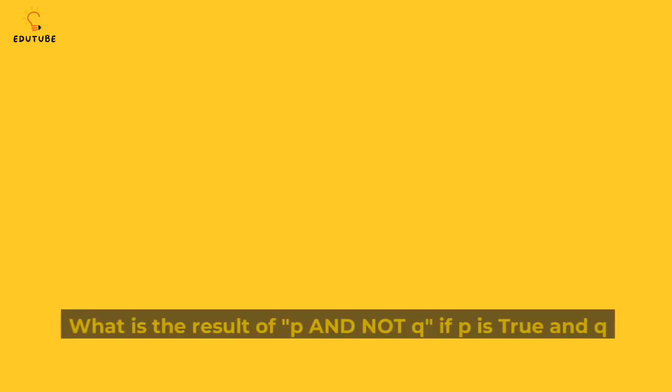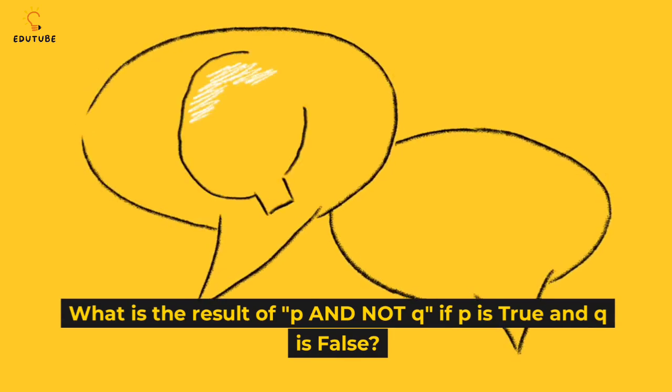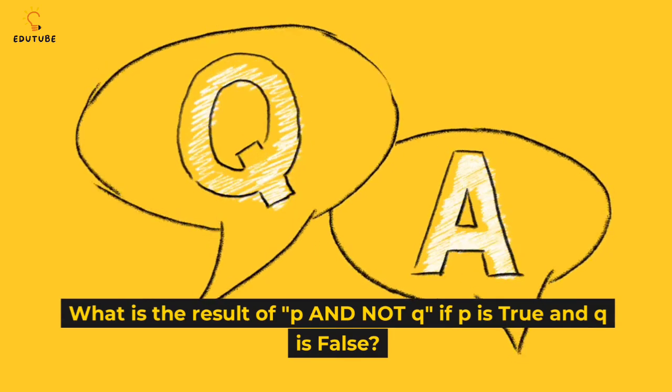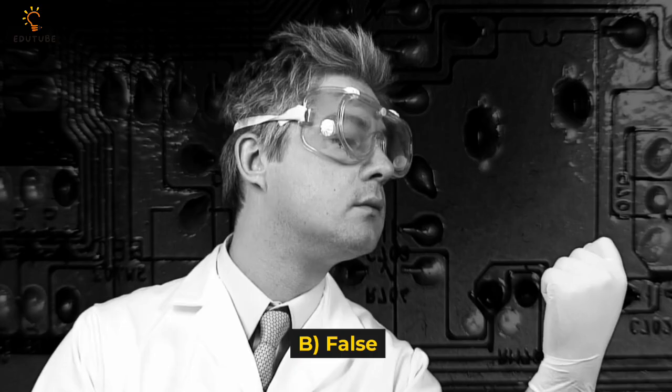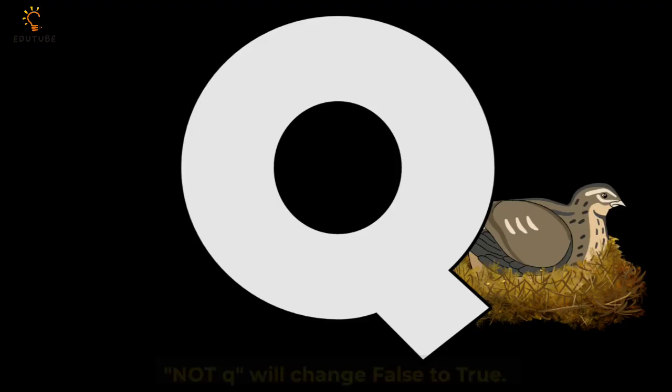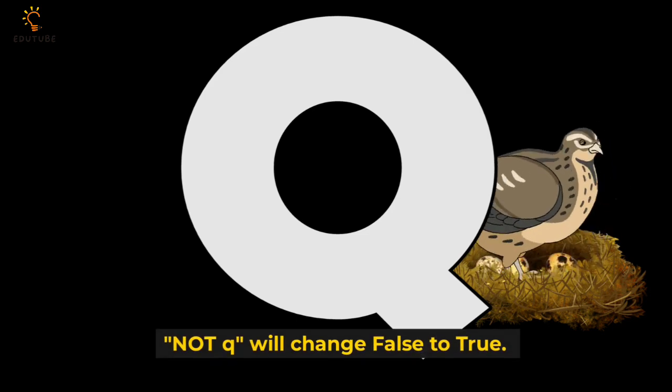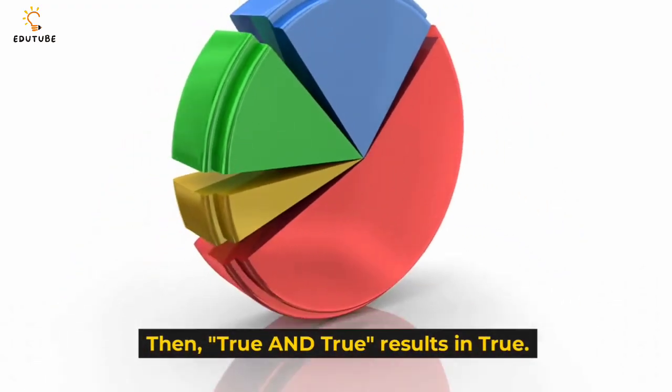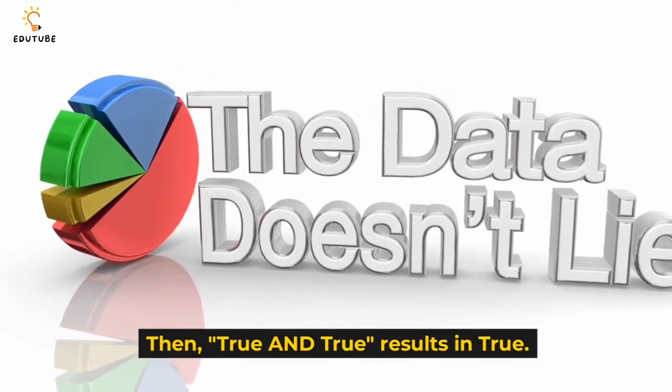Question 8. What is the result of P and not Q, if P is true and Q is false? A. True. B. False. C. Undefined. D. None of the above. Correct answer. A. True. Explanation. Not Q will change false to true. Then, true and true results in true.